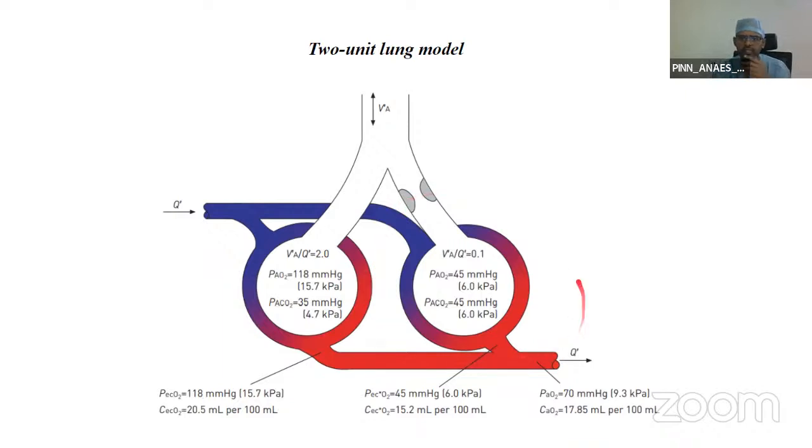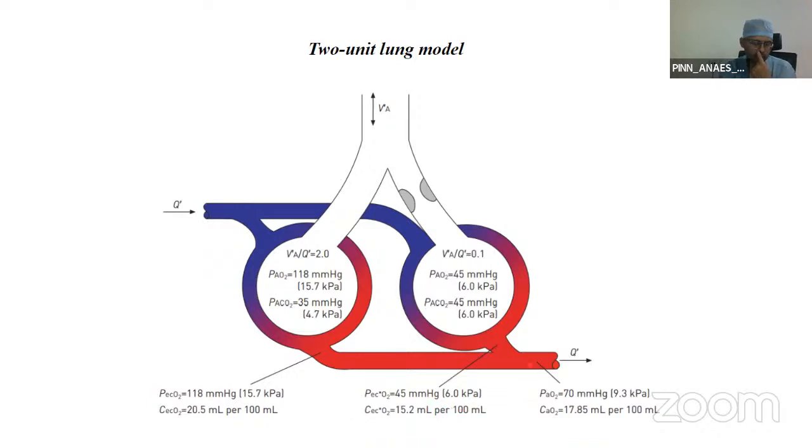Coming to the unit with the reduced ventilation, this has a VQ ratio of 0.1. So here the ventilation is almost nil, but the perfusion is relatively well preserved. So the PO2 and PCO2 are similar to the mixed venous blood. What are the PO2 and PCO2 in the mixed venous blood? The PO2 is around 45 and PCO2 is also around 45. So if you sample this unit, the end capillary PCO2 is similar to the mixed venous blood, that is 45 millimeters of mercury, and the end capillary oxygen content is around 15.2. Again, it is similar to the mixed venous blood.